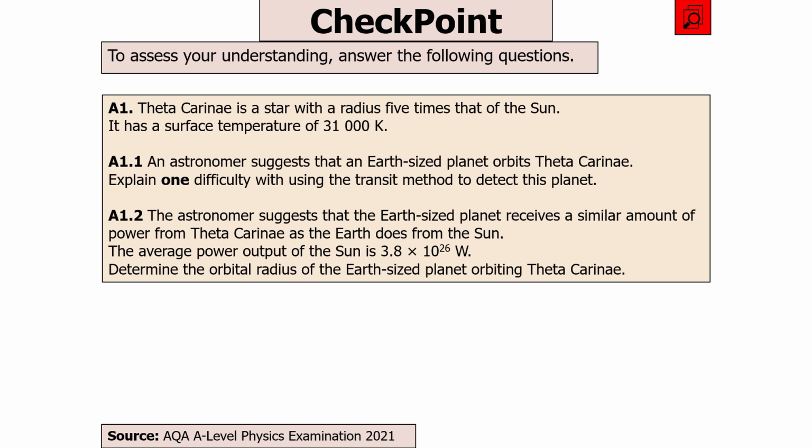It has a surface temperature of 31,000 Kelvin, and astronomers suggest that an Earth-sized planet orbits Theta Carinae. Explain one difficulty with using the transit method to detect this planet. The astronomers suggest that the Earth-sized planet receives a similar amount of power from Theta Carinae as the Earth does from the Sun. The average power output of the Sun is 3.8 times 10 to the 26 watts. Determine the orbital radius of the Earth-sized planet orbiting Theta Carinae.